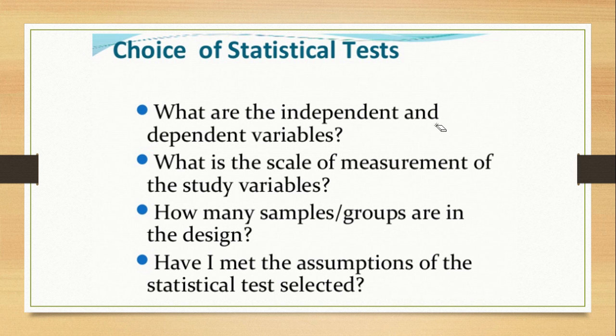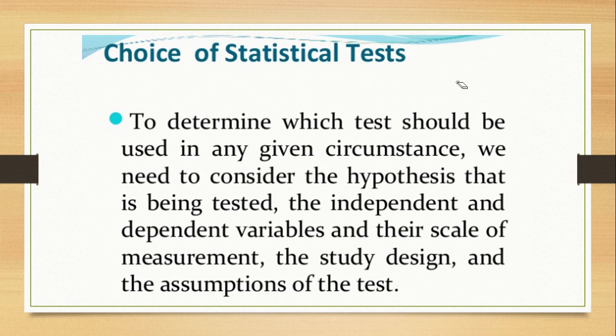So what are the independent and dependent variables? What is the scale of measurement of the study variables? How many sample groups and/or groups are in the design? Have I met the assumptions of the statistical test selected? Okay, so this can help us choose the statistical test that we're going to use. To determine which test should be used in a given circumstance, we need to consider the hypothesis that is being tested, the independent and dependent variables, their scale of measurement, the study design, and the assumptions of the test.